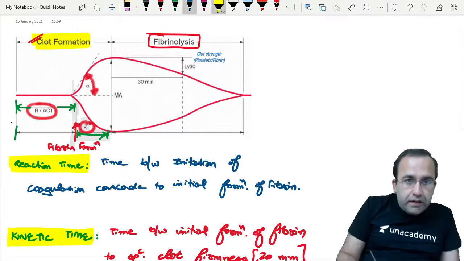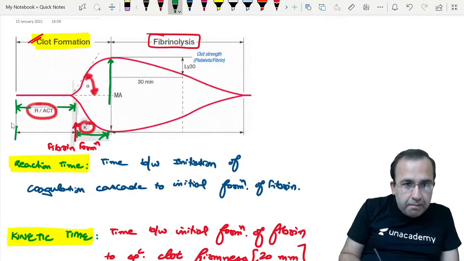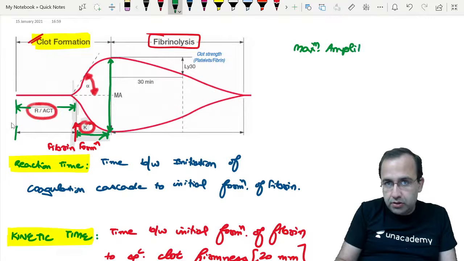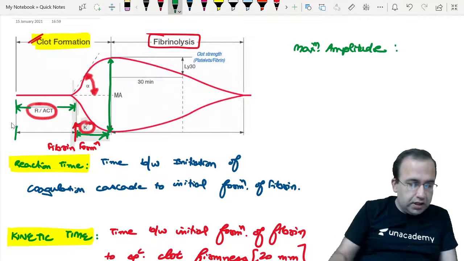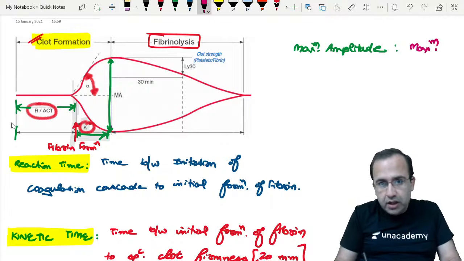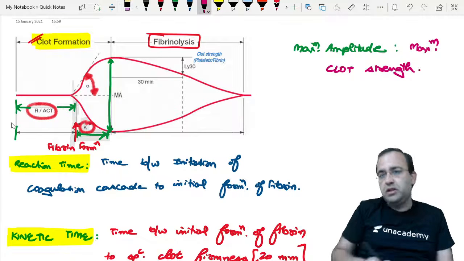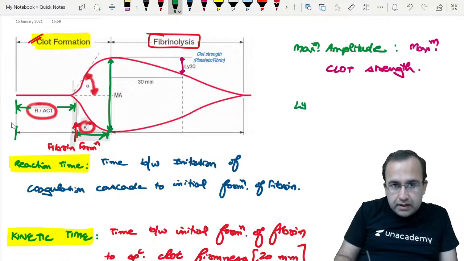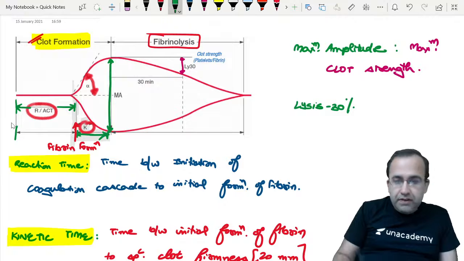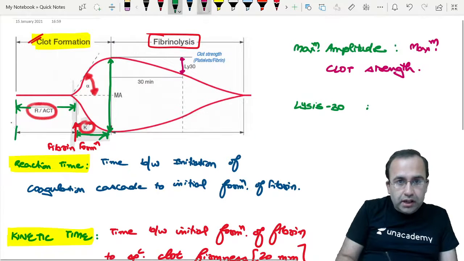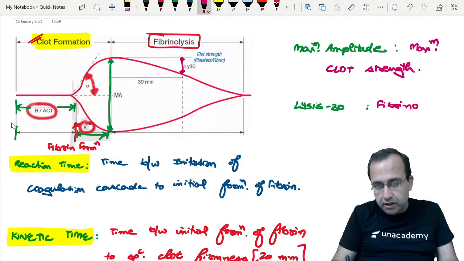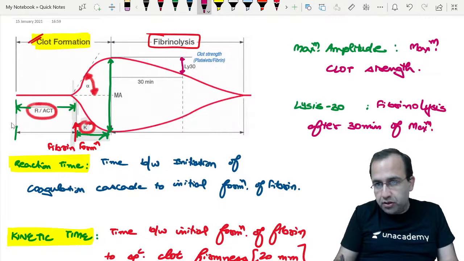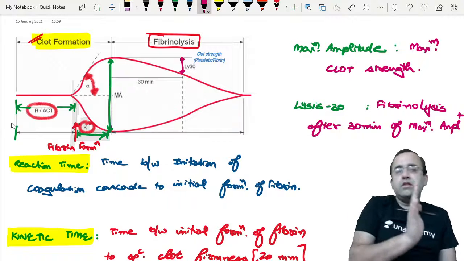Next parameter is maximum amplitude, MA. Let me write it on the side so that you are able to see the graph also. Maximum amplitude is the maximum clot strength. And the last parameter is Ly30, that is lysis 30, or lysis 30%. It is fibrinolysis occurring 30 minutes after maximum amplitude. This is thromboelastography.